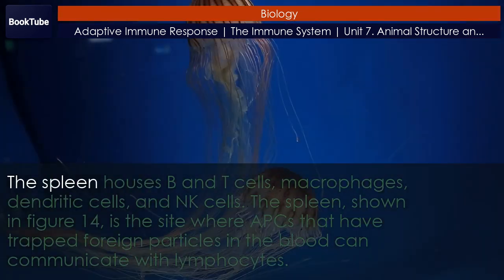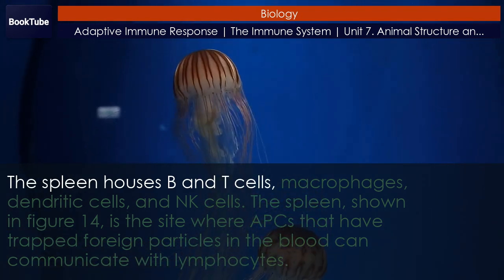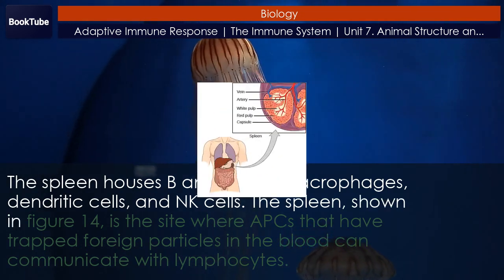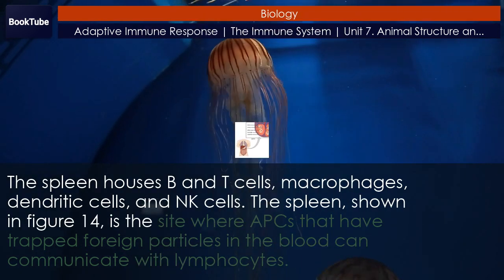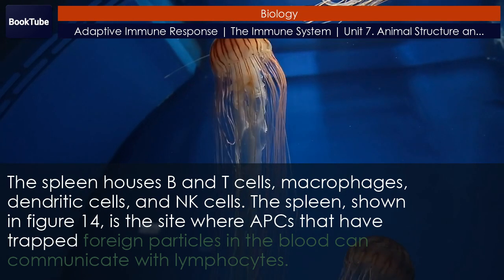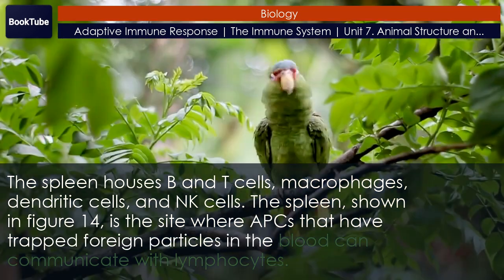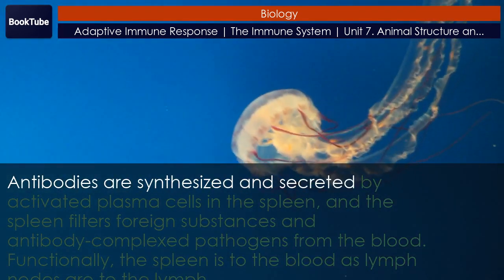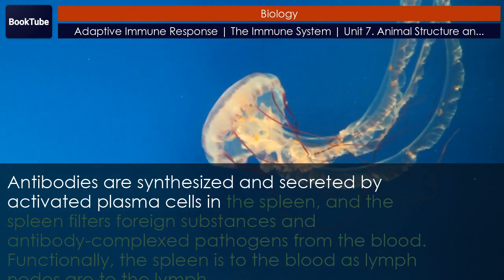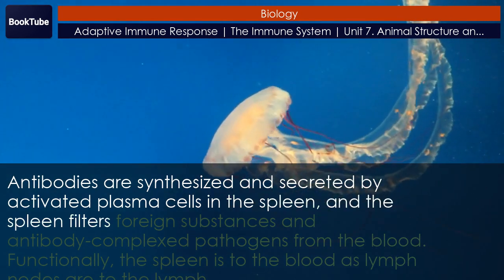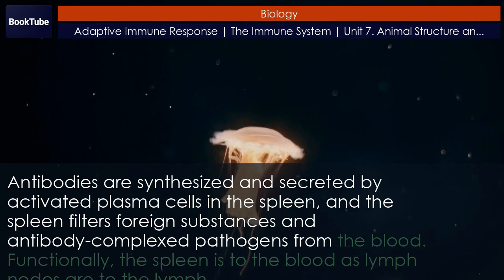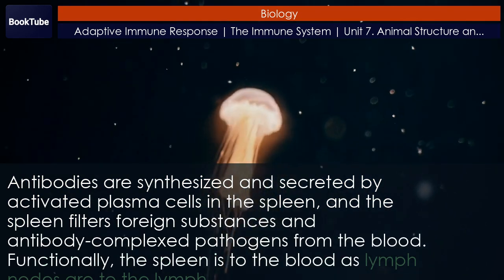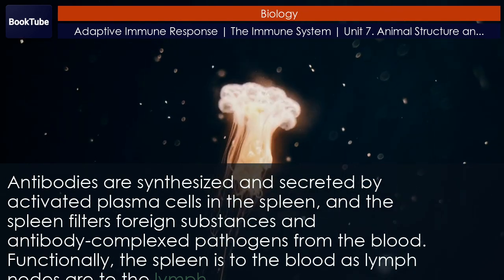The spleen houses B and T cells, macrophages, dendritic cells, and NK cells. The spleen, shown in Figure 14, is the site where APCs that have trapped foreign particles in the blood can communicate with lymphocytes. Antibodies are synthesized and secreted by activated plasma cells in the spleen. And the spleen filters foreign substances and antibody-complexed pathogens from the blood. Functionally, the spleen is to the blood as lymph nodes are to the lymph.